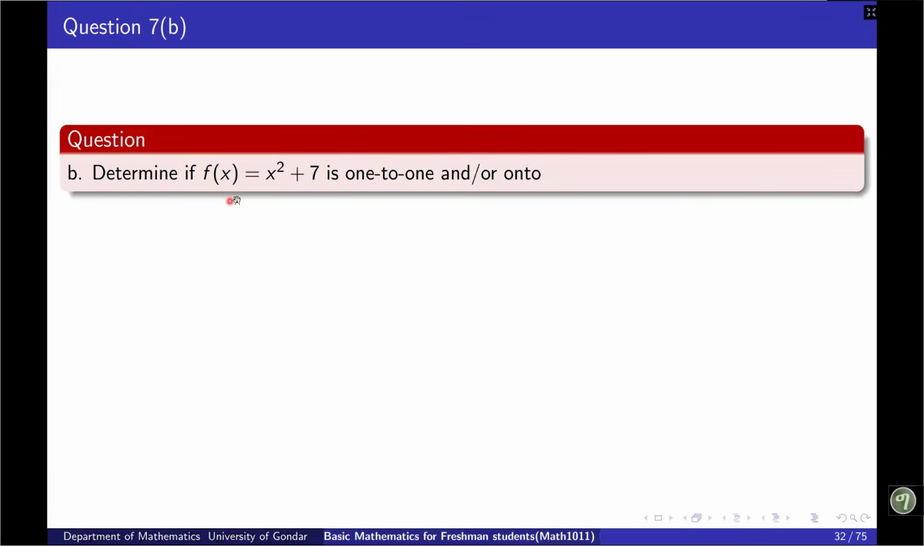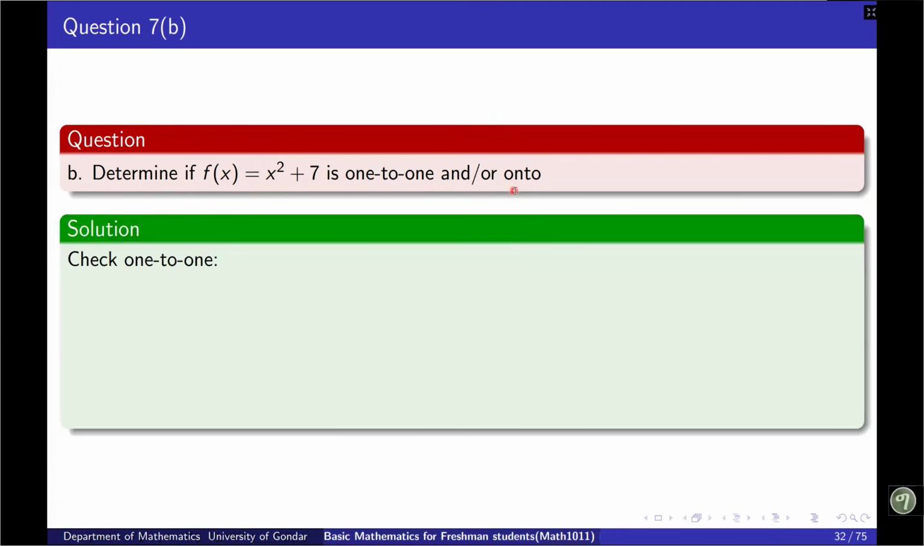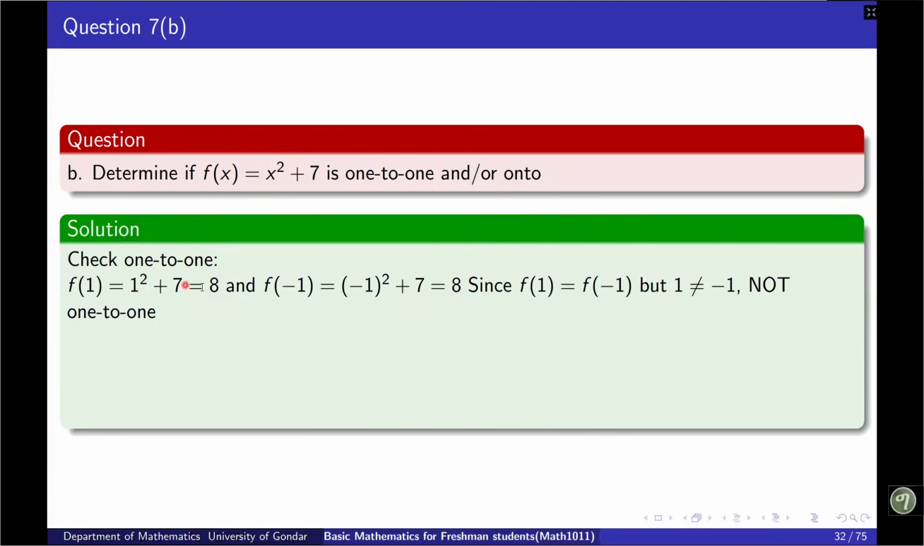The second function is f of x equal to x squared plus 7. We're asked to justify whether this function is 1-to-1 and or onto. Let us see the 1-to-1ness first. We know that f of 1 is equal to 8, and f of minus 1 is also 8. So two elements of the domain of this function, 1 and minus 1, are paired with the same image, that is 8. Since 1 is different from minus 1, it is not 1-to-1.